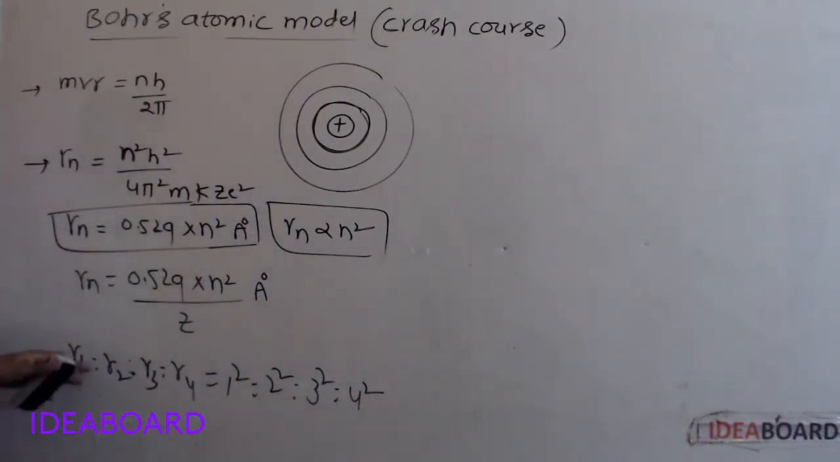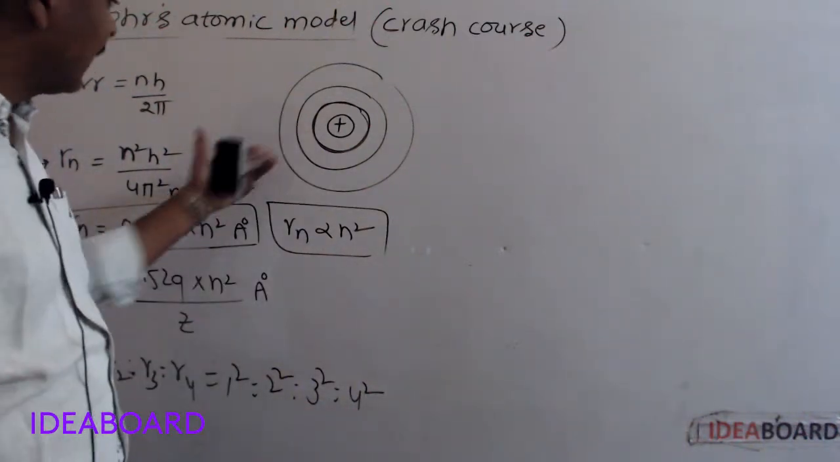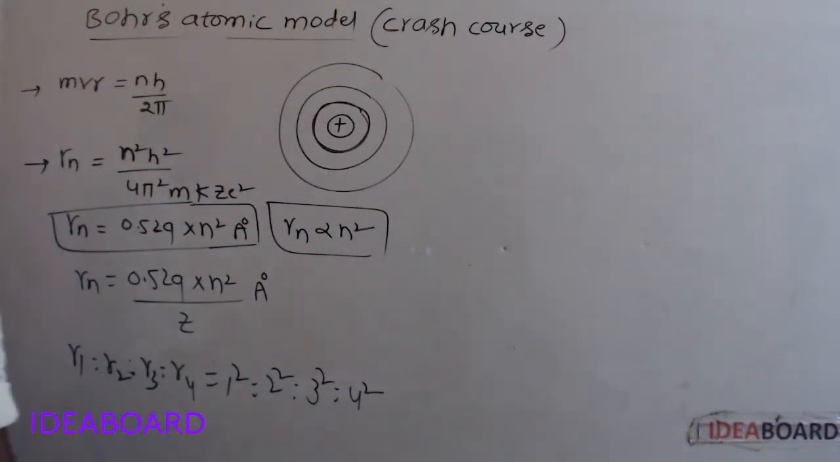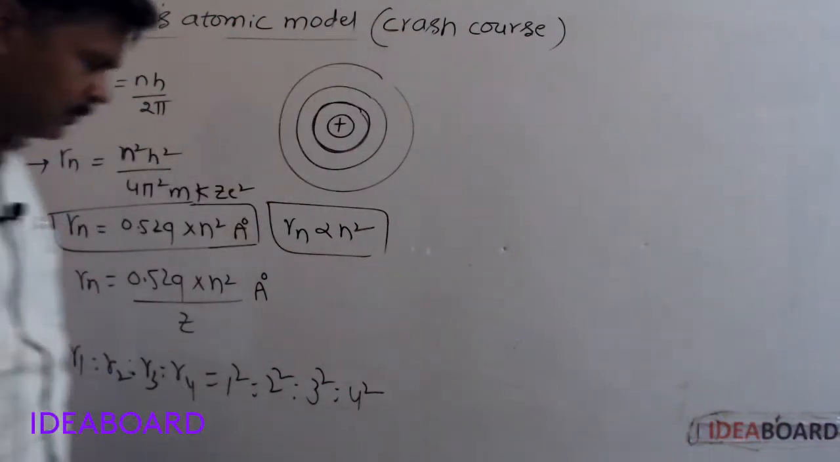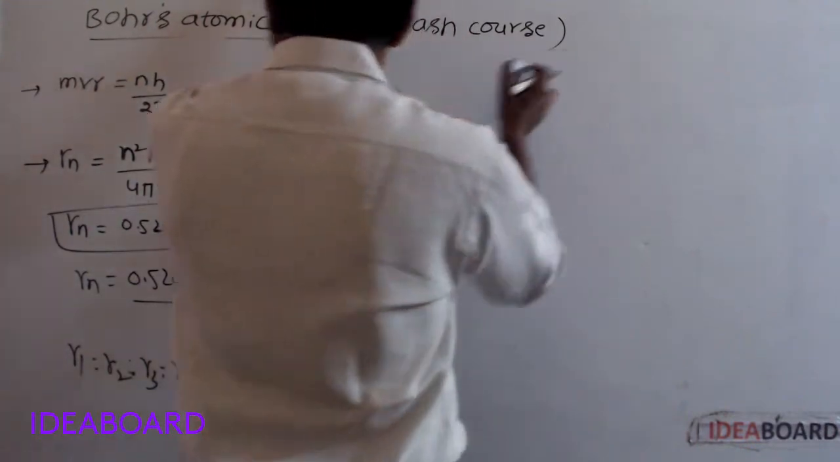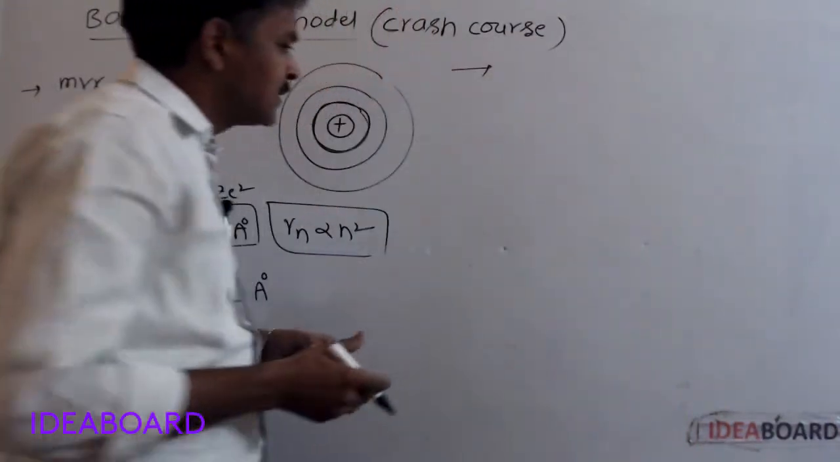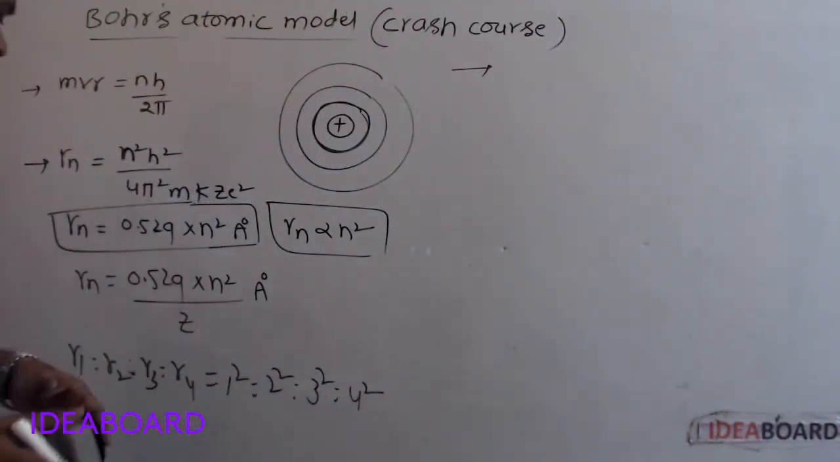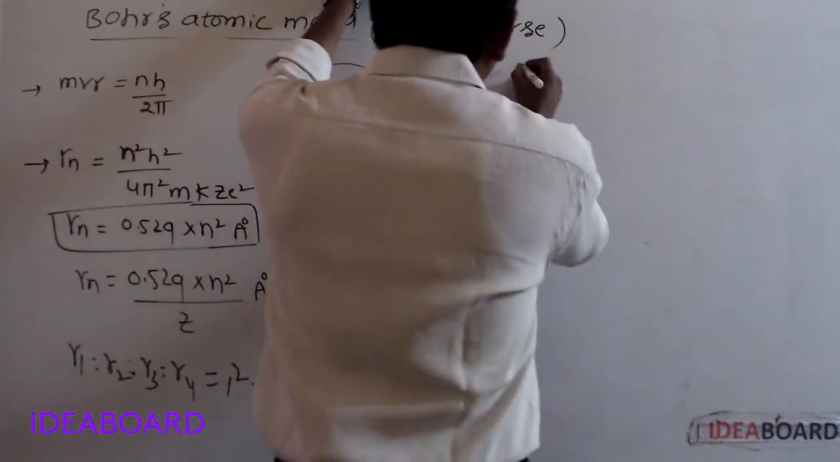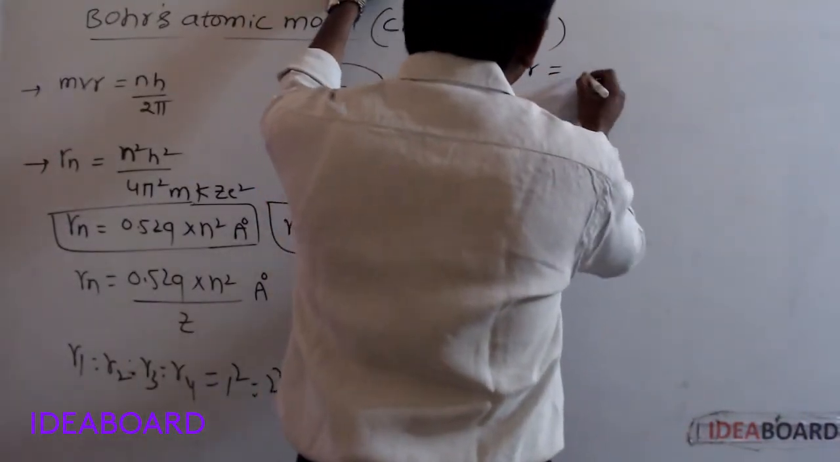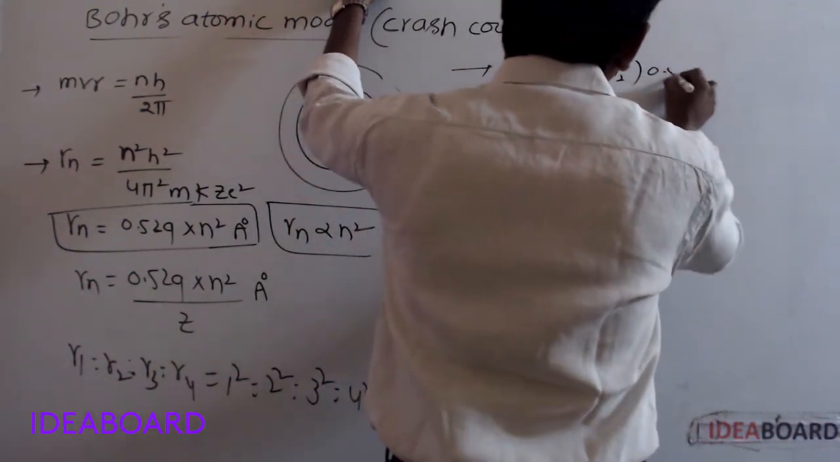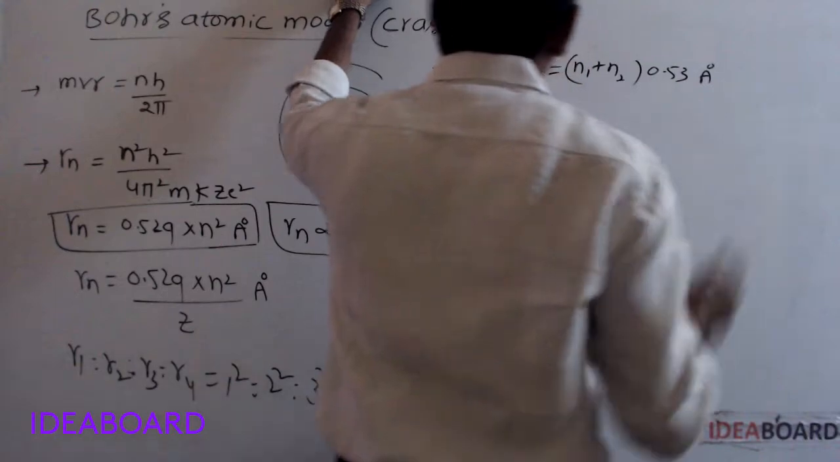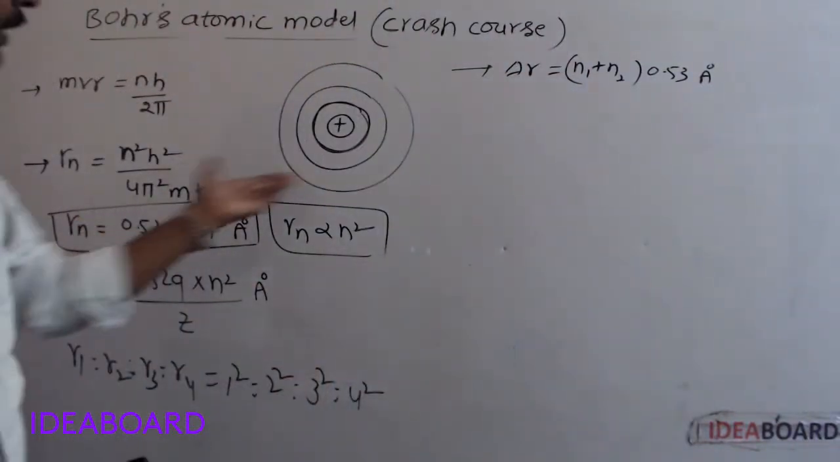Radius ratio of the first 4 orbits of hydrogen. As n value increases, radius of the orbit also increases. Difference between the radius of any two orbits in hydrogen: delta R is equal to (n1 plus n2) into 0.53 angstroms. Instead of 0.529, we can take 0.53.